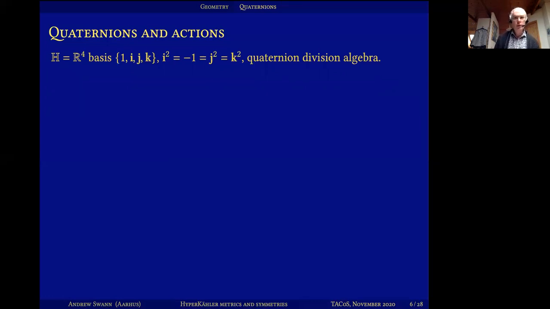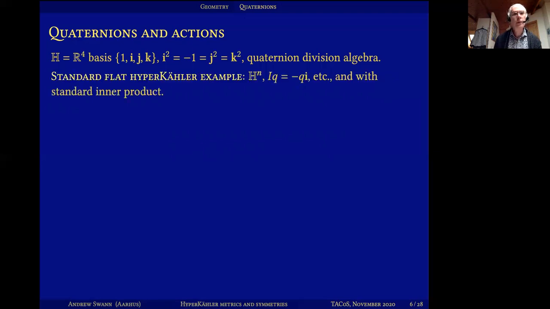That gives you the quaternion division algebra, and from that we get the simplest example of a HyperKähler metric, the flat example. You just take the n-dimensional module over H, thought of as a right module for the action of the quaternions. That gives you almost complex structures I, J, and K, which are actually integrable. And they are compatible with the standard inner product, giving a HyperKähler structure that way.